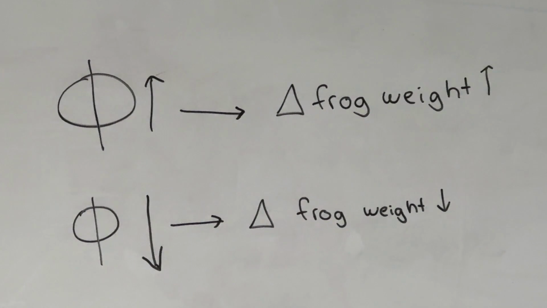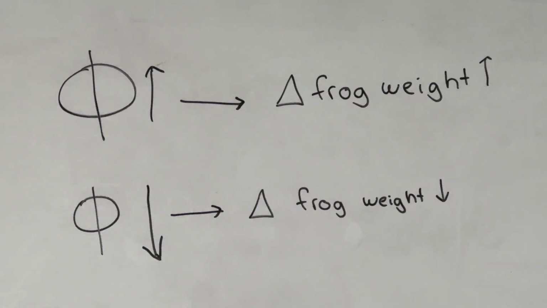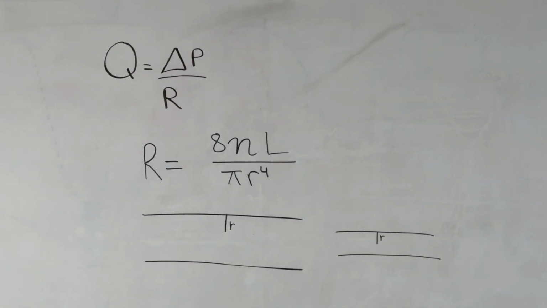When phi is decreased, the change in frog's weight is also decreased because there is more fluid going from the tissue into the vessel. Ohm's law defines the flow rate through the frog's blood vessels.